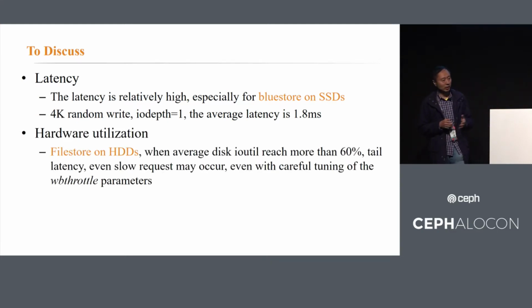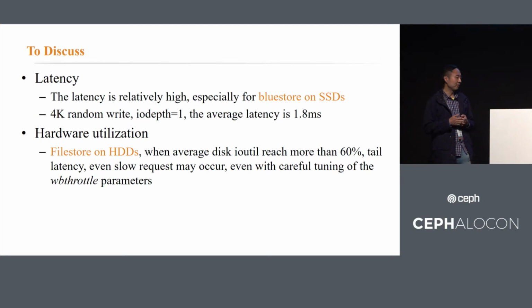The second is hardware utilization. It's like FileStore on HDDs, more exactly on a mix of SSDs and HDDs, since we place the journal of FileStore on SSDs. According to our observation, when the average disk utilization reaches only 60%, long latency and even slow requests may easily occur, even with careful tuning of the writeback throttle parameters.